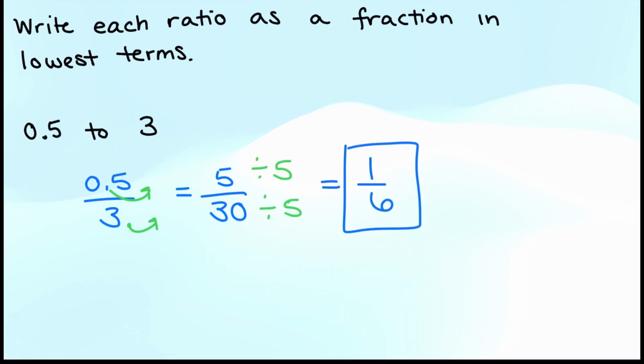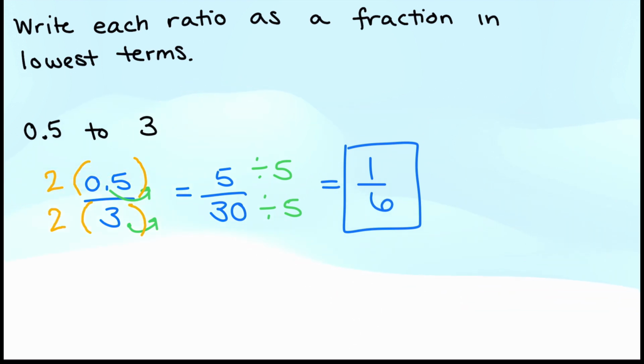We can reduce this. Both of these numbers are divisible by 5. 5 divided by 5 is 1. 30 divided by 5 is 6. And my ratio becomes 1 to 6. Now, if I had noticed this, maybe to save a little time, another way I could have gotten this same answer is, notice if you take 0.5 and you multiply it by 2, that turns the 0.5 into a 1. That gets rid of that decimal. And then if you do the same thing to the bottom, 2 times 3 is 6. So there's just another way of getting that same answer.